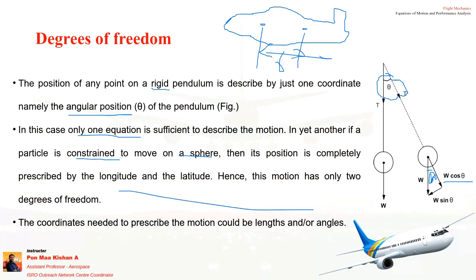So the last one, the coordinates need to be prescribed. The motion could be in linear length or angles, either in the length or in the angle. With that we can get the corresponding degree of freedom also.